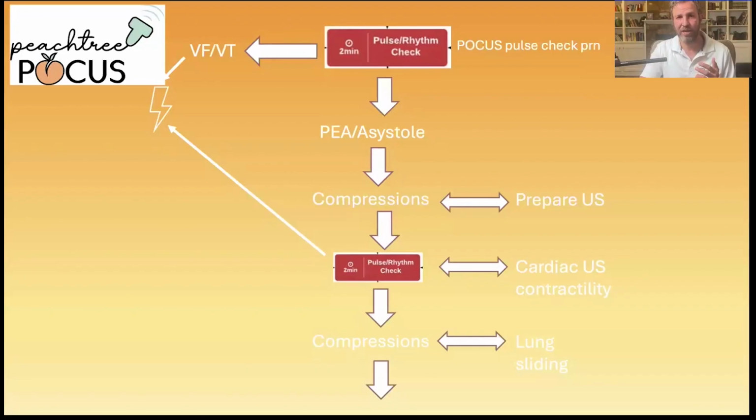At the first pulse check, I look for cardiac contractility. Is there any activity? Is this PEA or pseudo-PEA? If there was asystole on the monitor, is this actually fine VFib? Then it's right back to compressions. Remember, I'm incorporating this information into my clinical decision-making as I continue through the resuscitation, adding this information as we go to really help with management as we go forward. During the next cycle of compressions, I check for lung sliding.